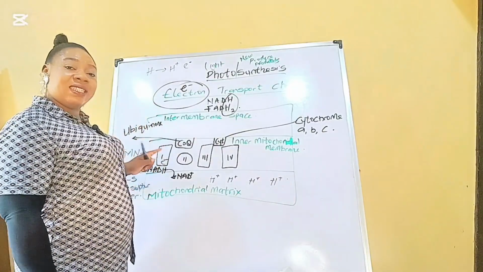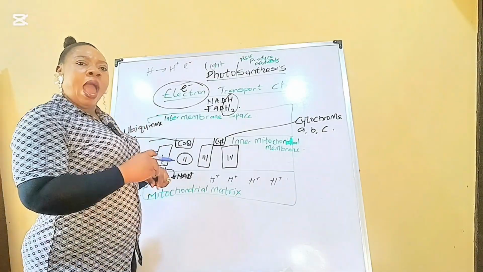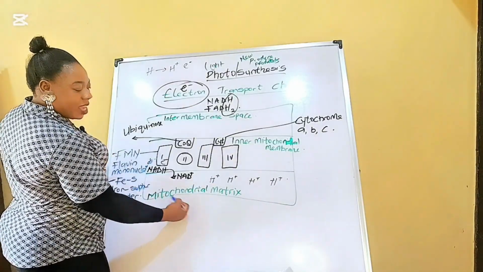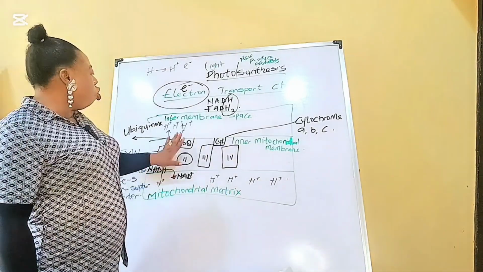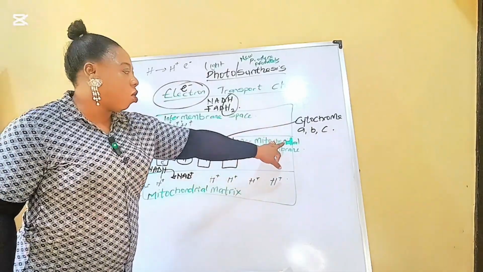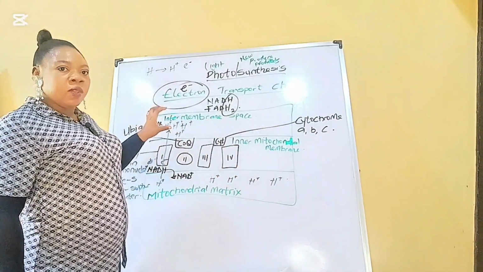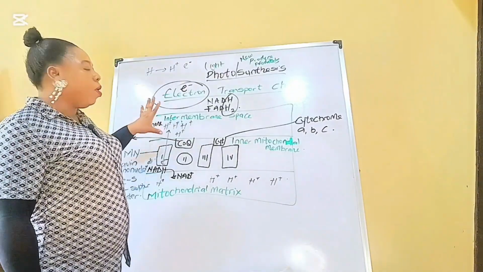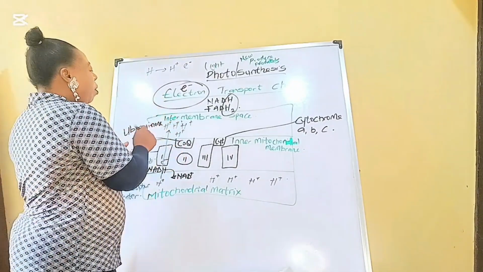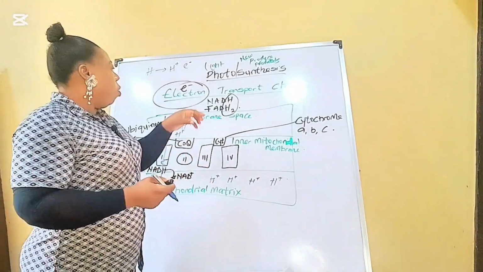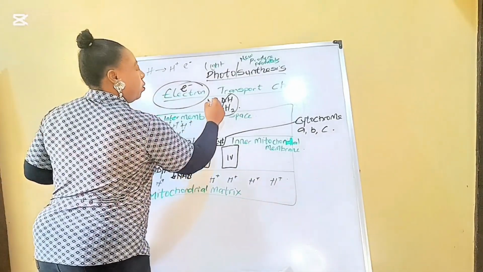When this complex is supercharged, it will help to pump the protons that are in the mitochondrial matrix through the inner mitochondrial membrane to the intermembrane space. So 4 protons will be pumped here. This will help us establish our proton gradient. Now we've made use of this one.